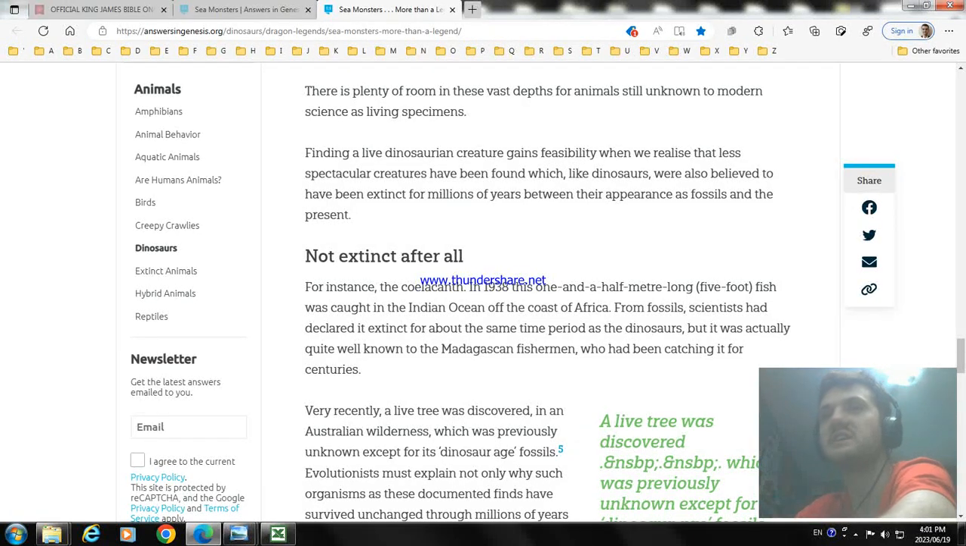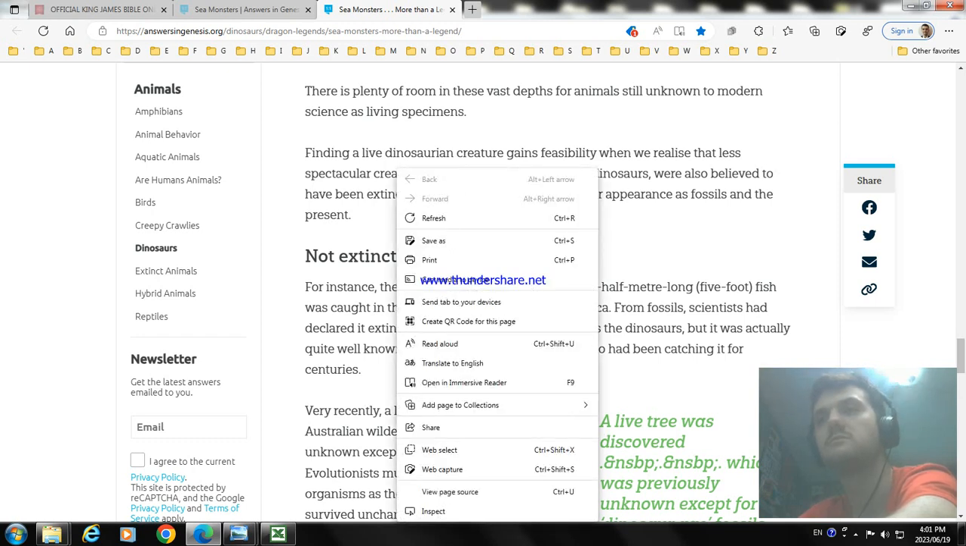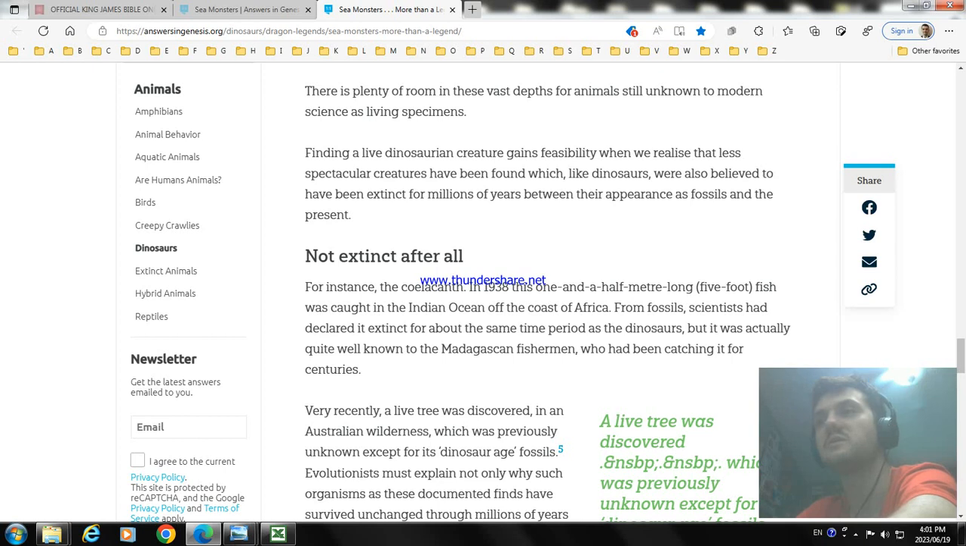They were non-extinct after all. For instance, the coelacanth, found in 1938, is a 1.5-meter long, 5-foot fish living in the Indian Ocean. It is not a dinosaur, but it's actually quite notable that Madagascan fishermen have been catching it for centuries.